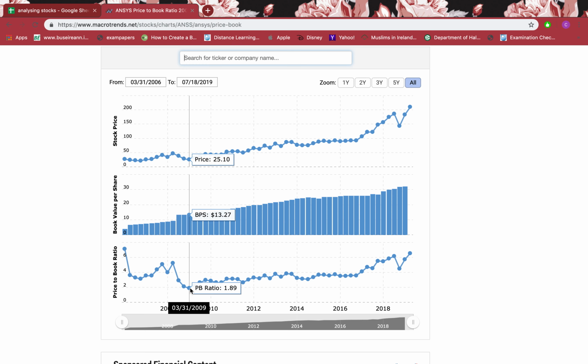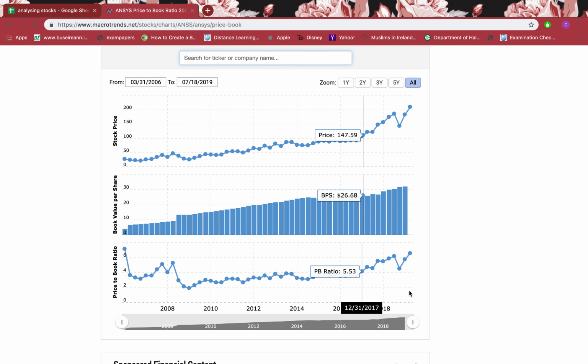Somebody who bought in 2009 paid 1.89 times more money. If I just look vertically up, I can see that people who bought in 2009 March paid $25 to buy something that was $13 worth. So they paid 1.89 times more price in 2009 March. But if somebody buys right now, they'll be paying 6.5 times more money to buy that same stock.